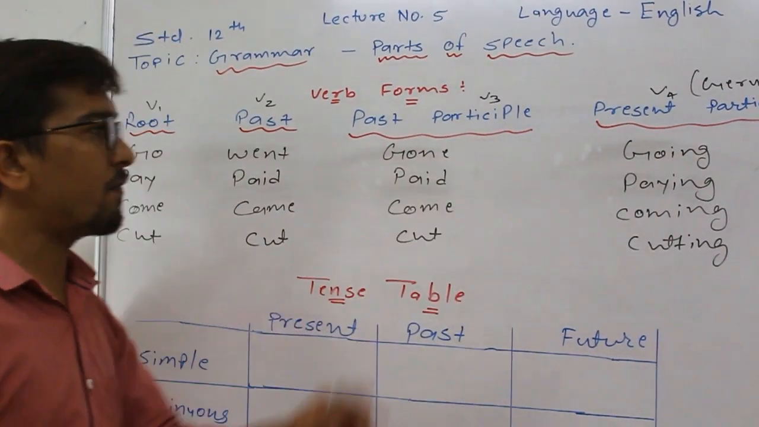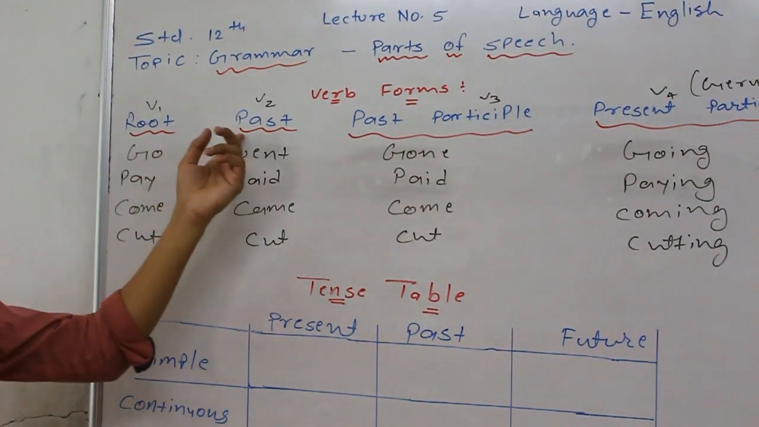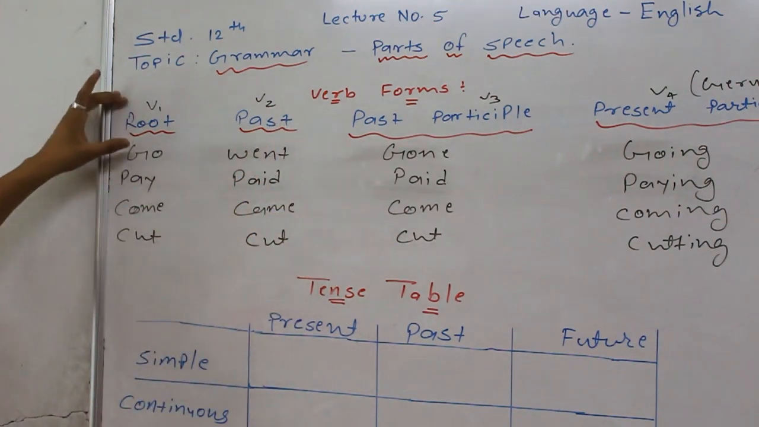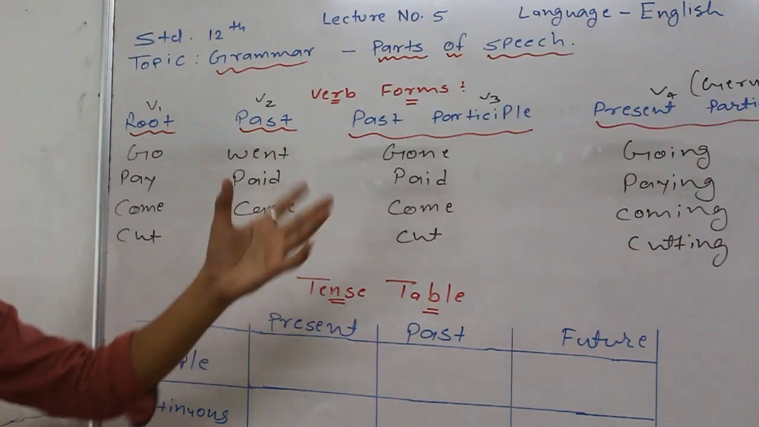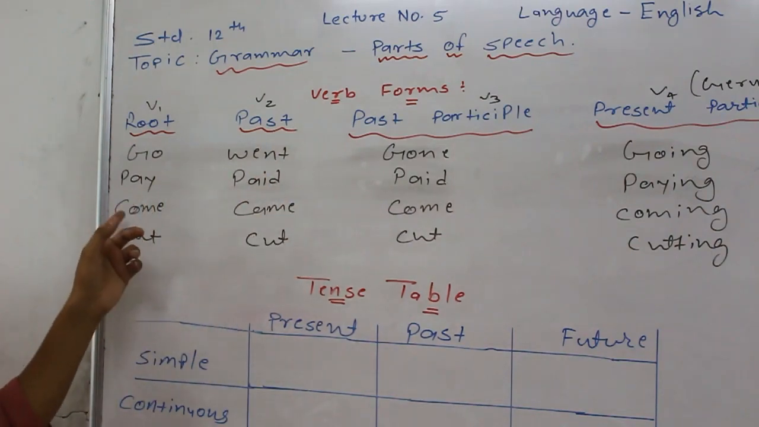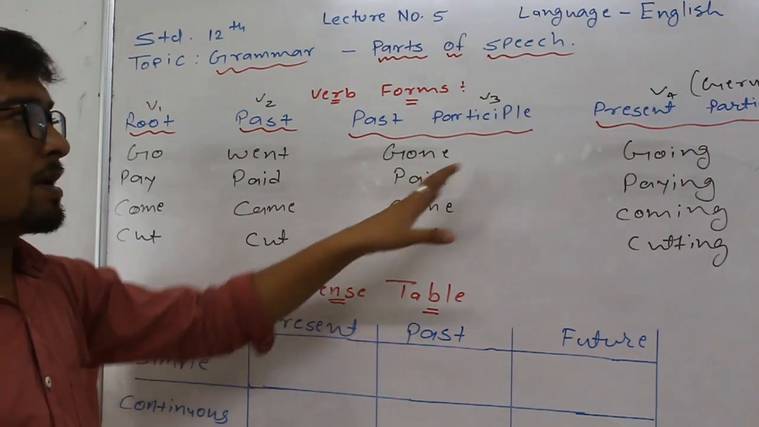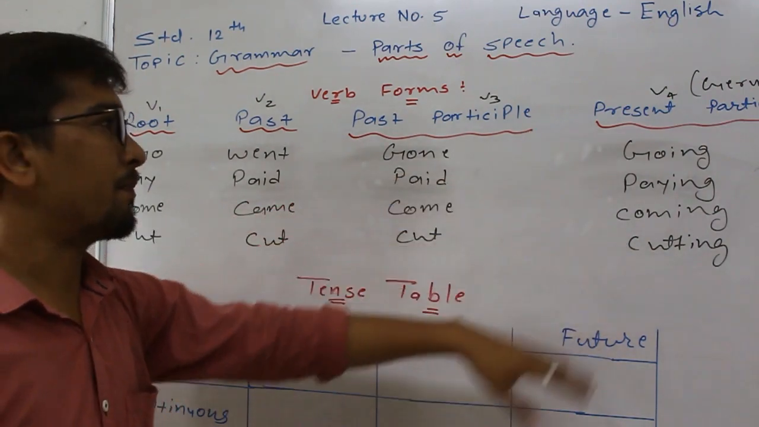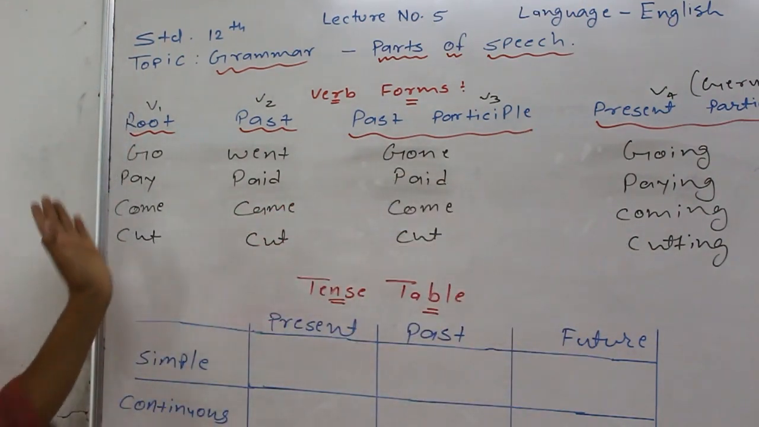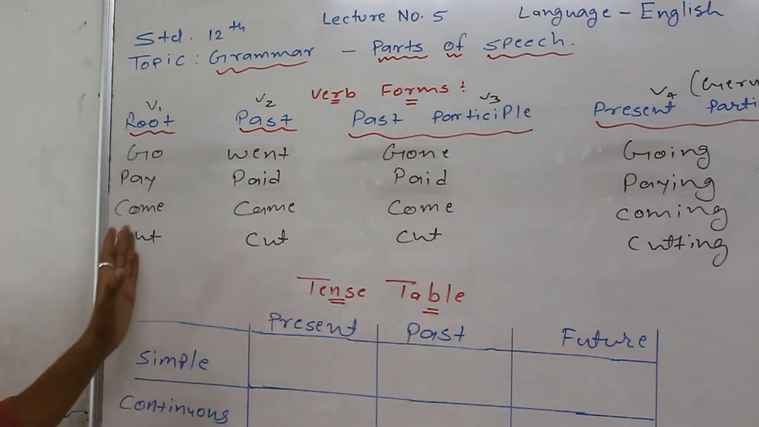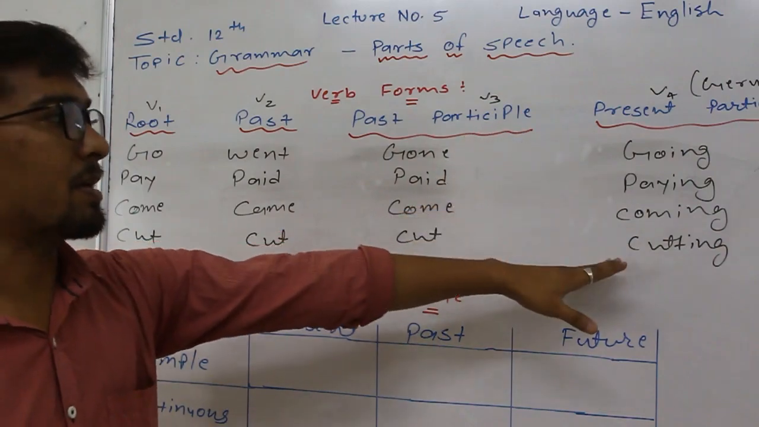So any two verb forms can be the same. Here past and past participle are the same. It can also happen that the root form and past participle form are the same, just like come. Past form is came, past participle is again come, and present participle is coming. It is also possible that root, past, and past participle can all be the same, just like cut, cut, cut. Present participle is always cutting.